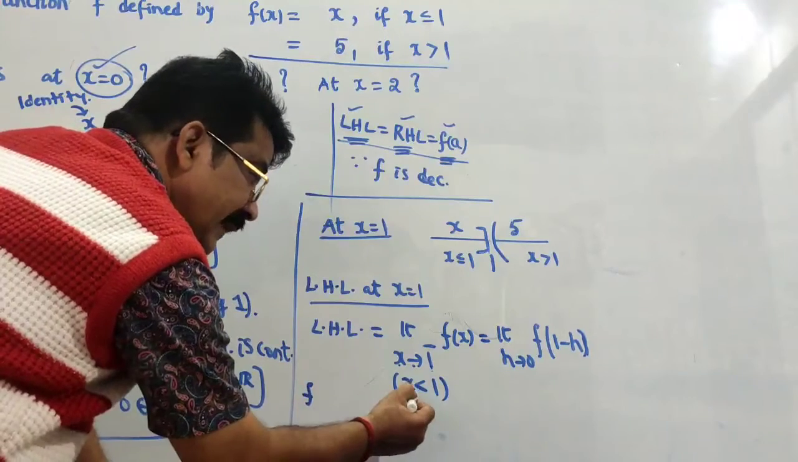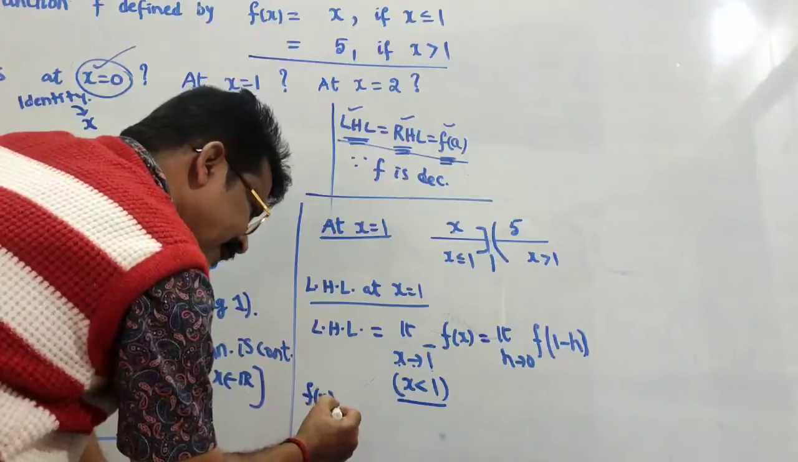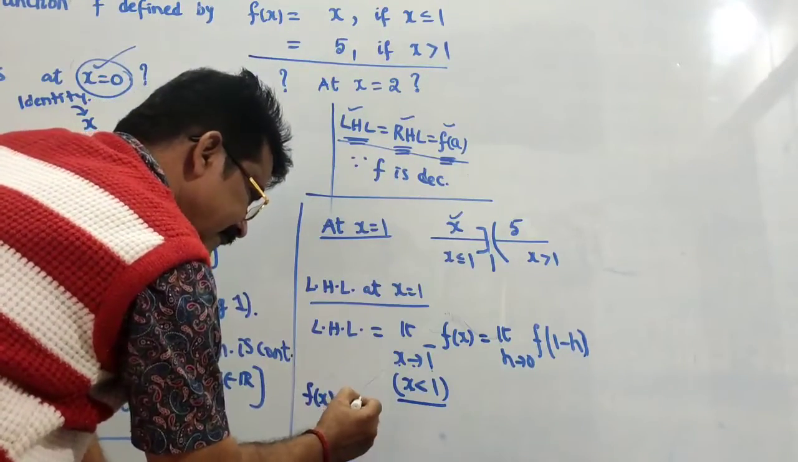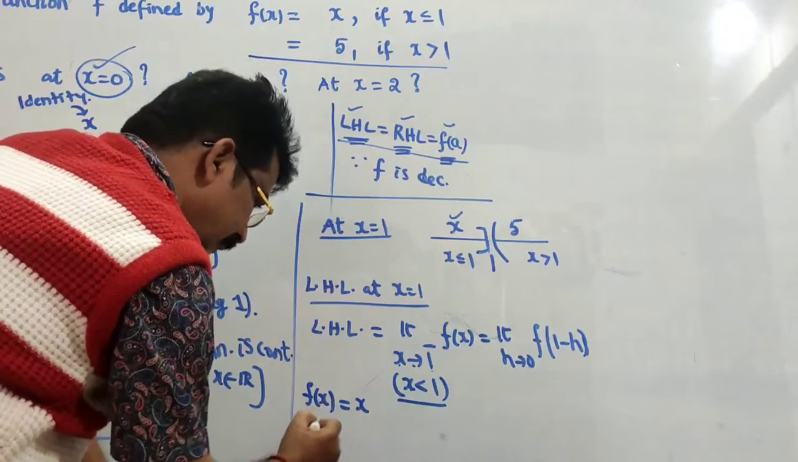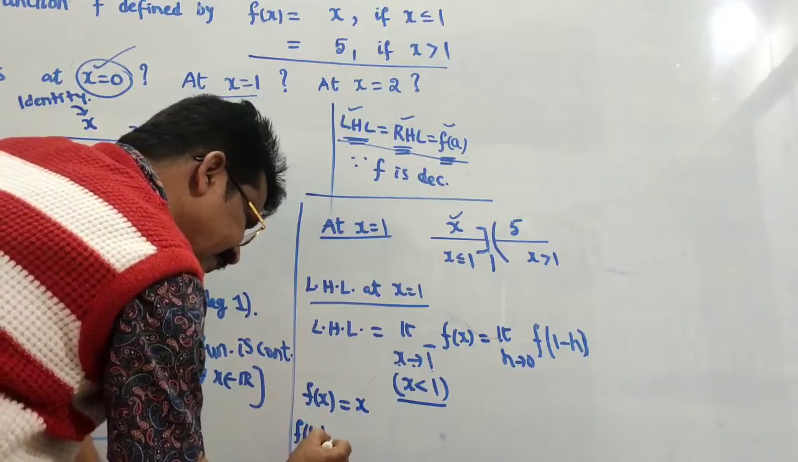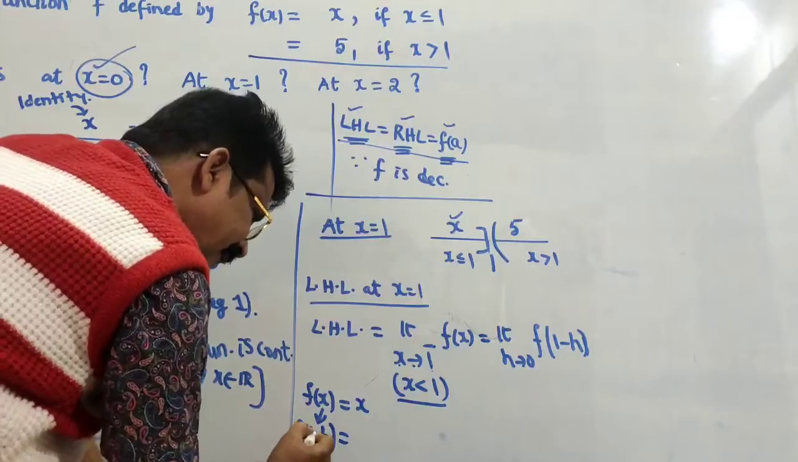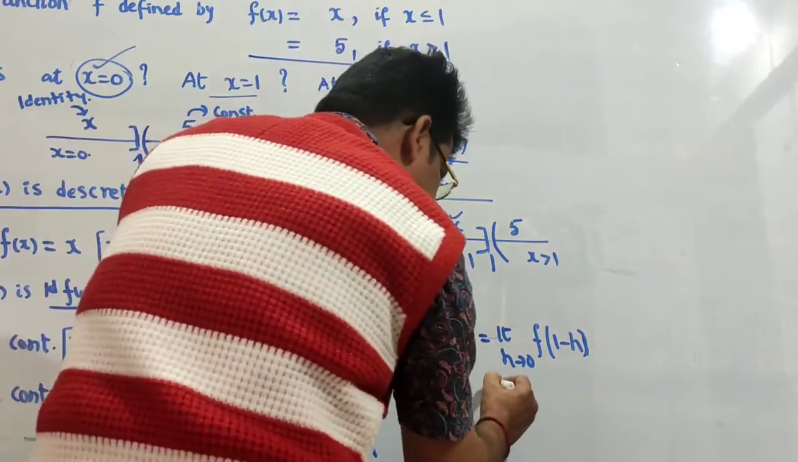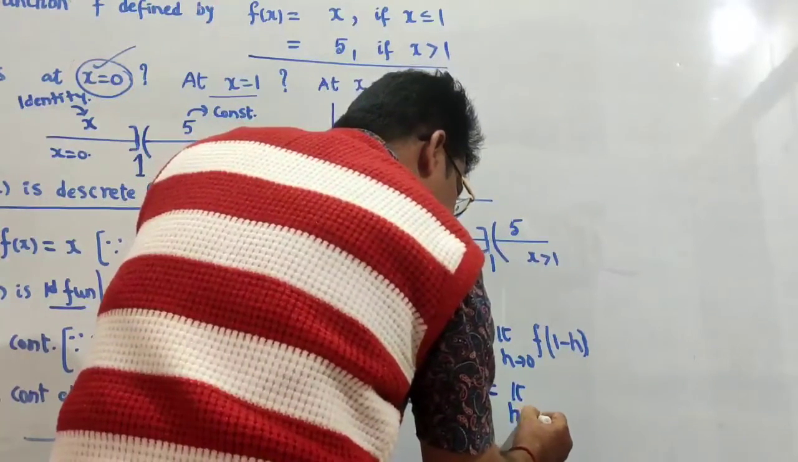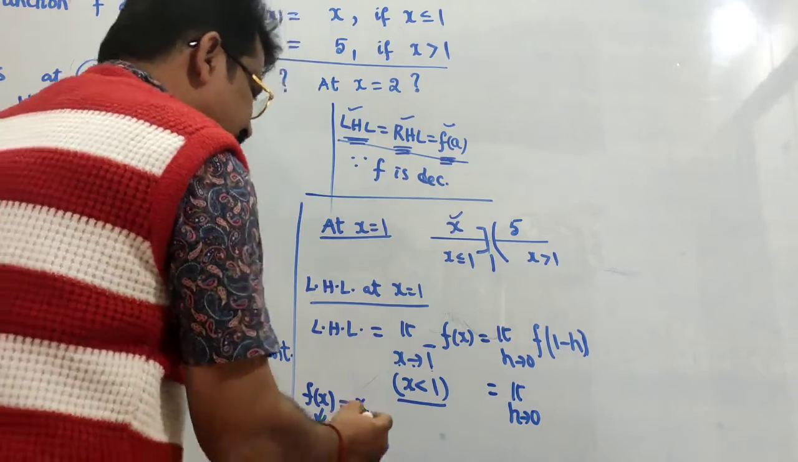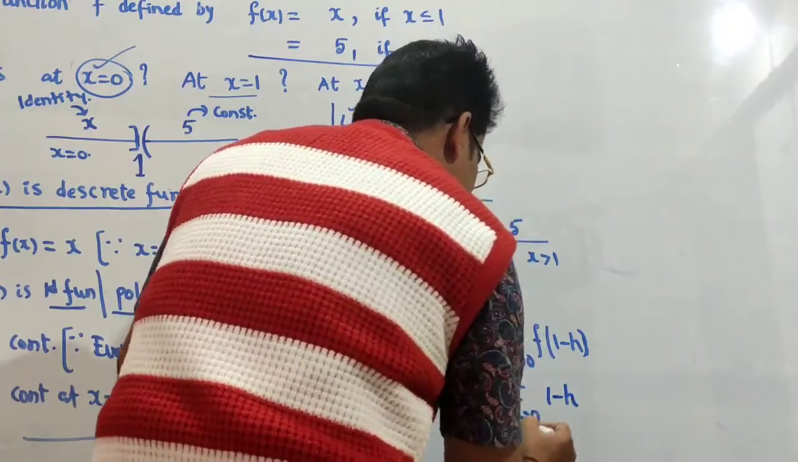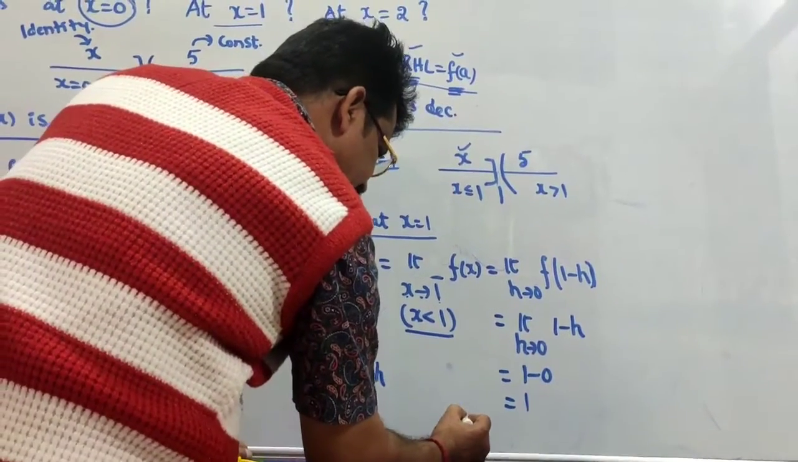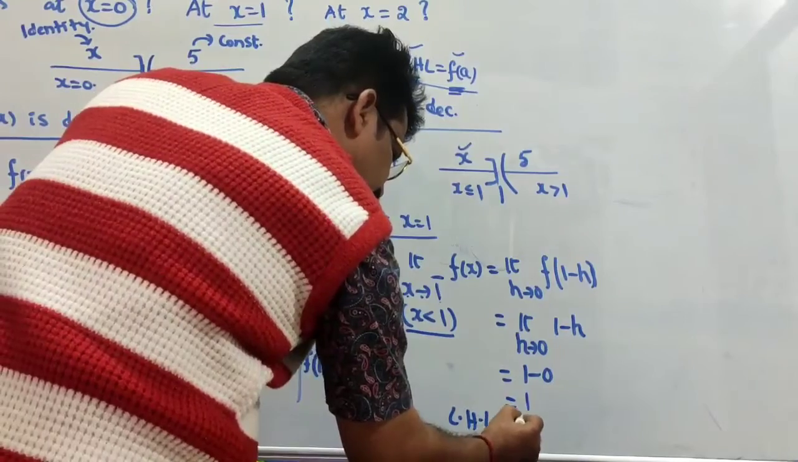In this case, when x is less than 1, f of x is x. So what about f of 1 minus h? Instead of x, write 1 minus h. It is nothing but 1 minus h. So limit h tends to 0 of 1 minus h is equal to 1. Therefore, left hand limit equal to 1.